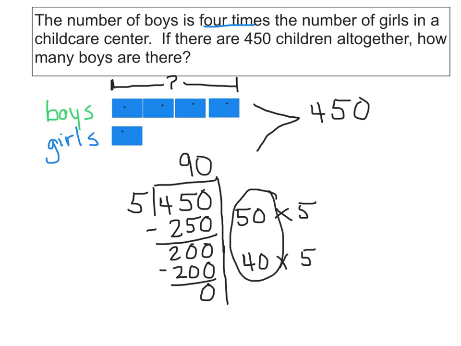So now I know that each of these boxes represent 90. And I just need to find out how many the boys would have. So the boys have 4 boxes. So 4 times 90. 4 times 9 tens would be 36 tens, would be 360. So the boys have 360. There are 360 boys, and that's the answer to my question. So again, check your work, see how you did. You should have come to the solution that there are 360 boys, and your drawing should look similar to mine.